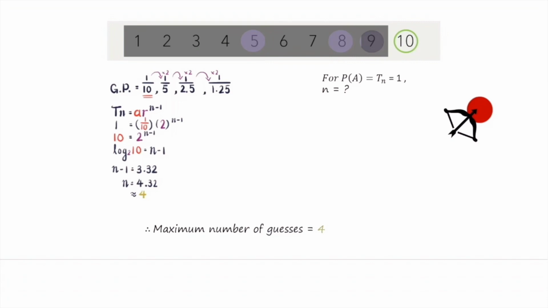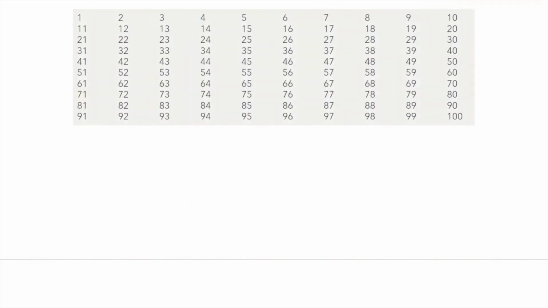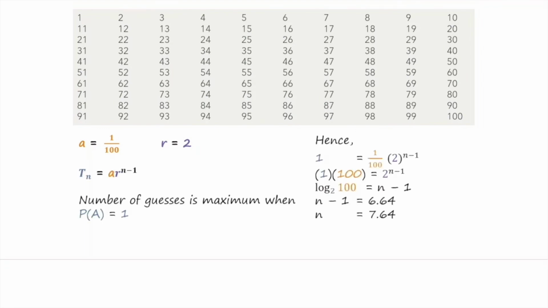Now, let's take this up another level by increasing the range to 1 to 100. In this case, the first term is 1 over 100, because the probability of obtaining the correct answer at first is 1 over 100. Using the binary search method, the common ratio is 2. Doing the same thing for this part, the max number of guesses is 7.64, which is approximately 7. That is how we know the maximum number of guesses needed for each range of numbers.